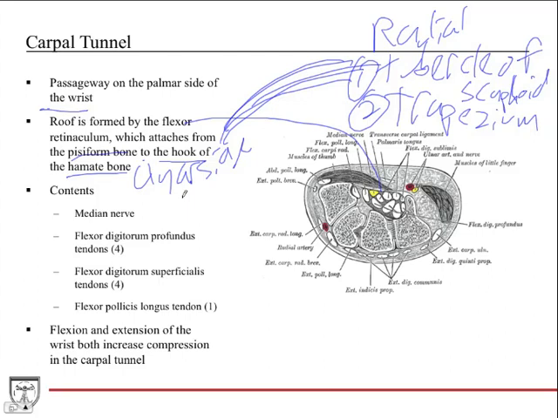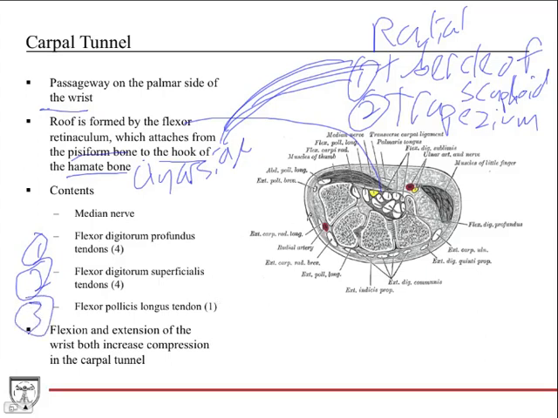Now, what's much more high yield and really important is to understand the contents of the carpal tunnel. It's 9 tendons plus the median nerve, and the 9 tendons actually come from only 3 muscles, as you can see here. And that's the 2 major flexor muscles, flexor digitorum profundus, flexor digitorum superficialis, and then the flexor pollicis longus tendon.